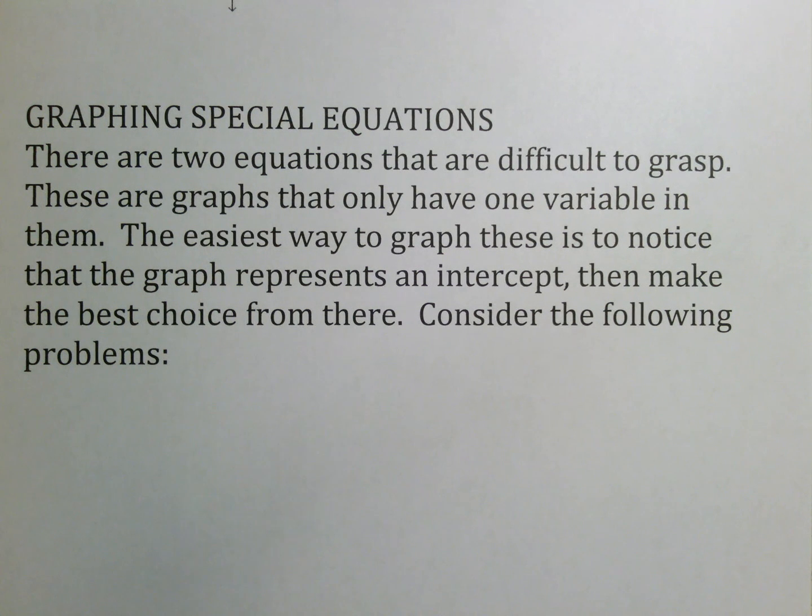There are 2 equations here that are difficult to grasp. These are graphs that only have one variable in them. The easiest way to graph these is to notice that the graph represents an intercept. Then make the best choice from there. Sounds very cold, but really that's all it is.